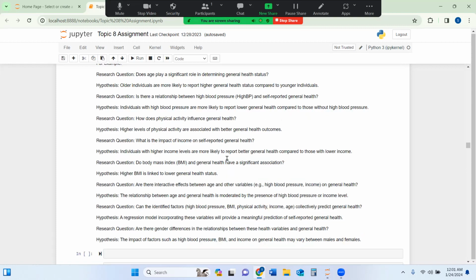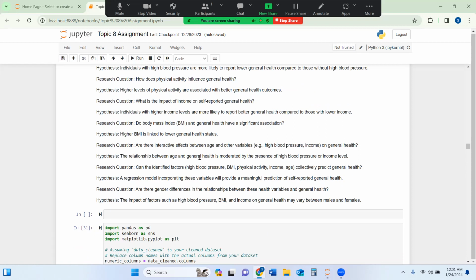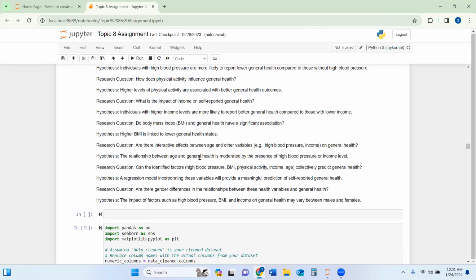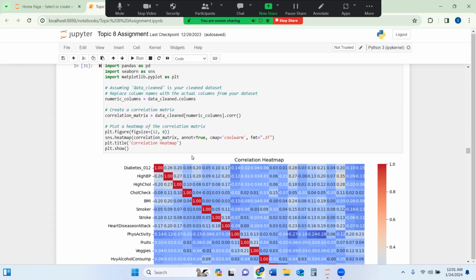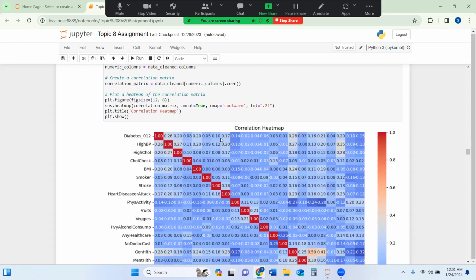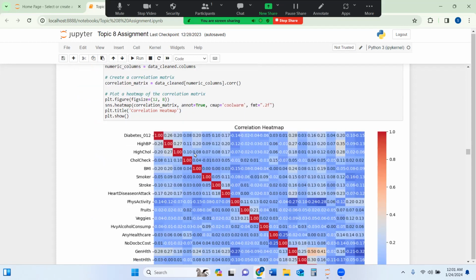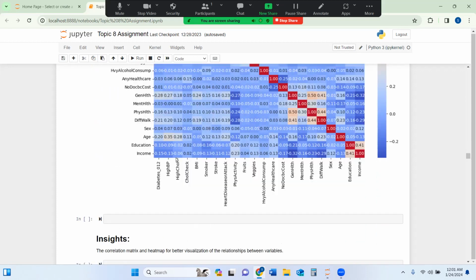And another research, I have a lot of research questions here. Another one would be, how does physical activity influence general health? And the hypothesis for that one is higher levels of physical activity are associated with better general health. What I have here is the correlation matrix or the heat map.